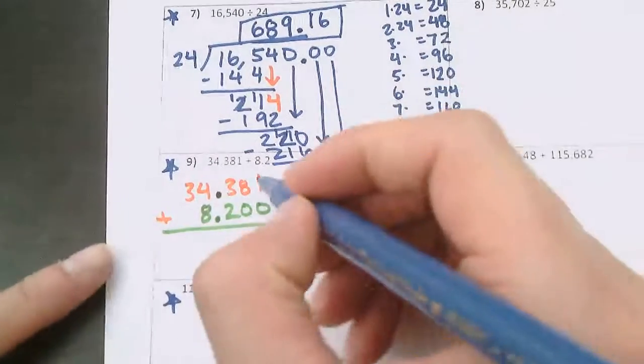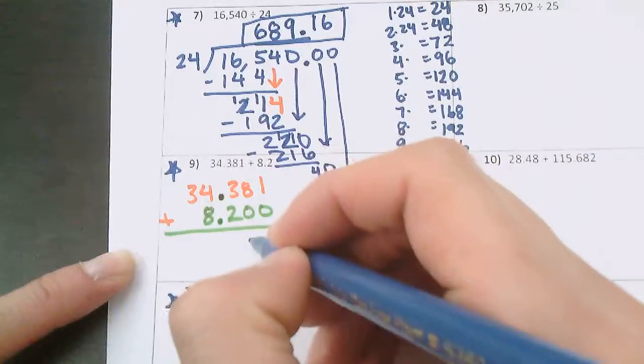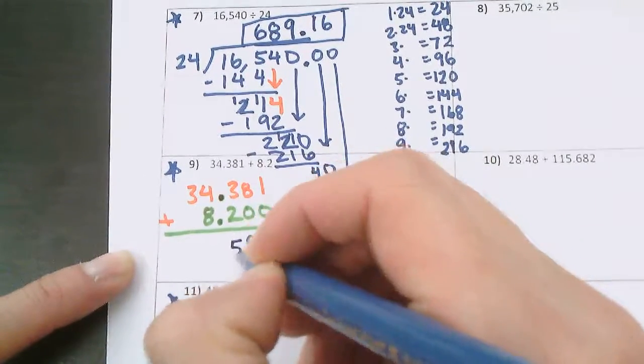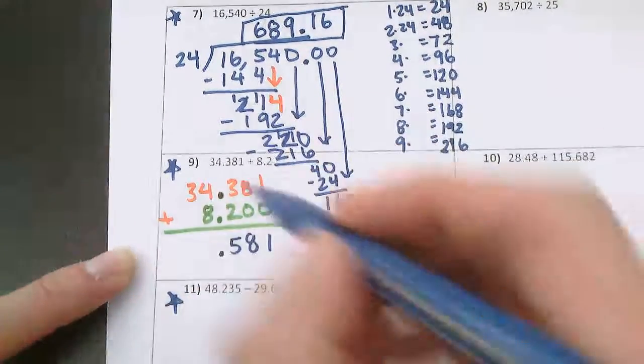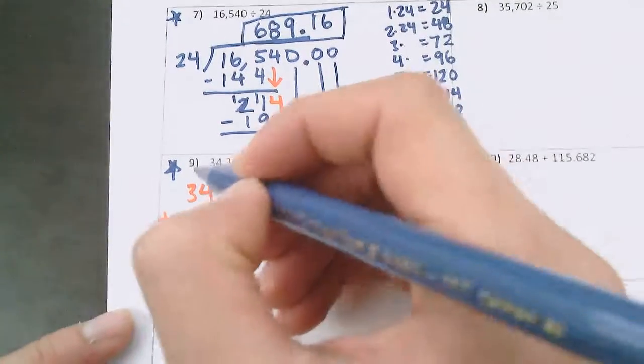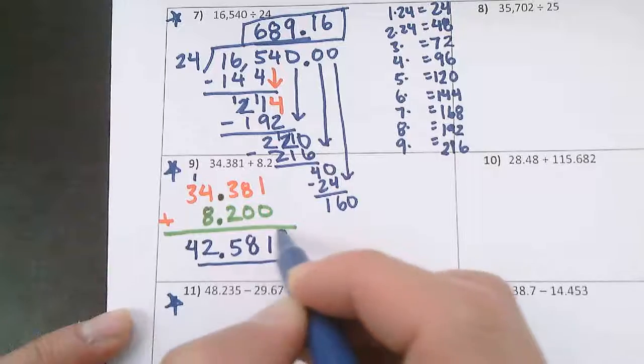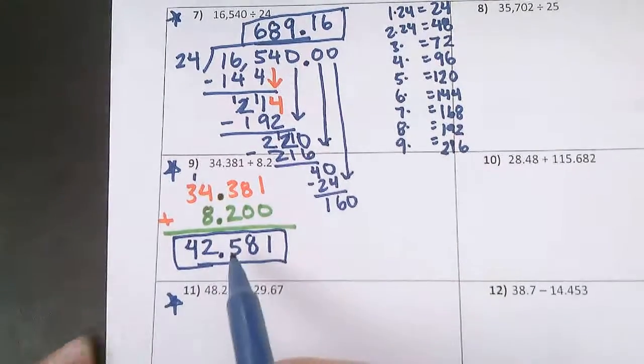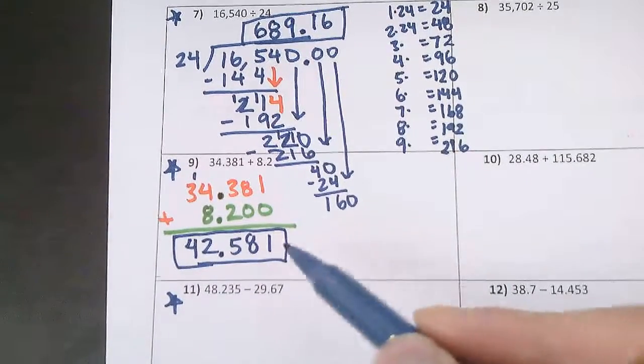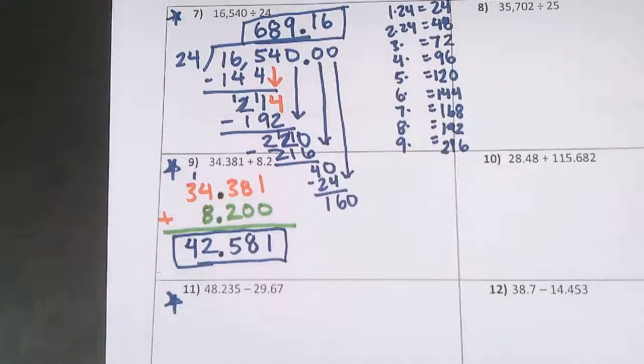Then I can just add it up. 1 plus 0 is 1, 8 plus 0 is 8, 3 plus 2 is 5. Bring the decimals straight down. 4 plus 8 is 12, carry the 1. 1 plus 3 is 4. 42.581, or 581 thousandths, is my final answer.